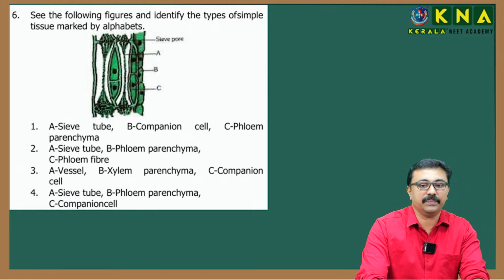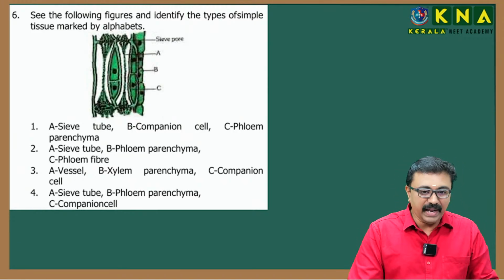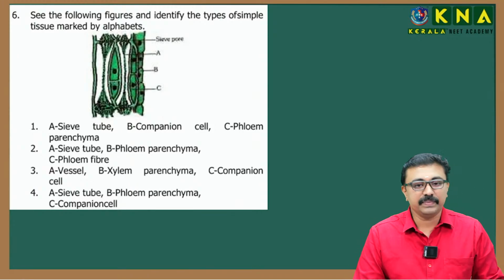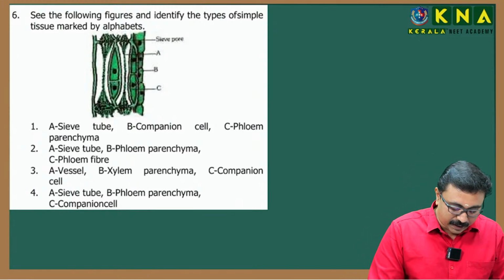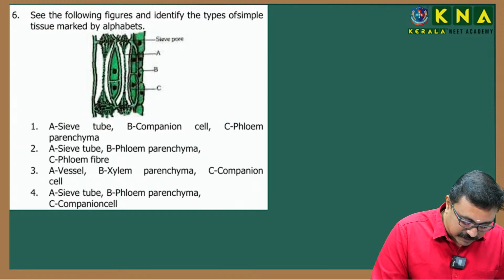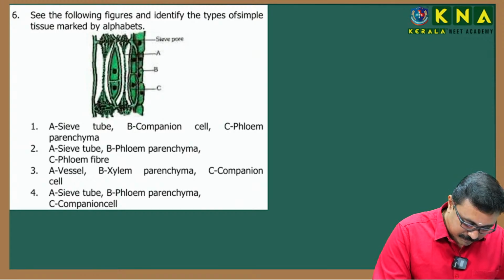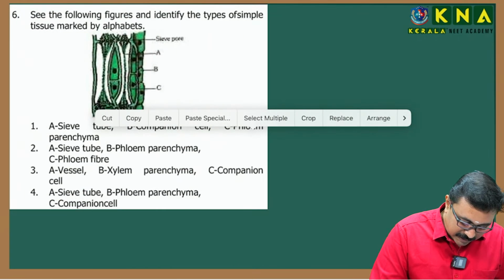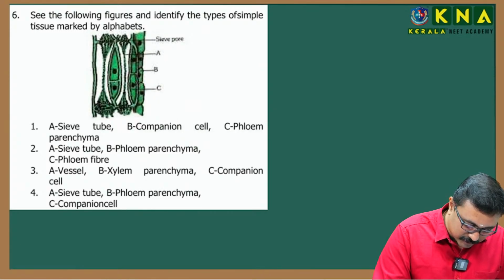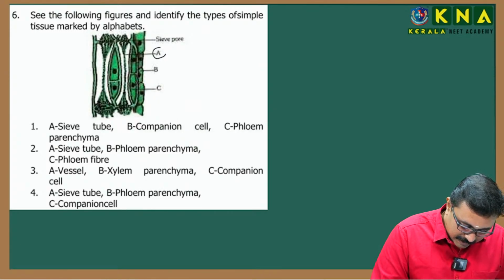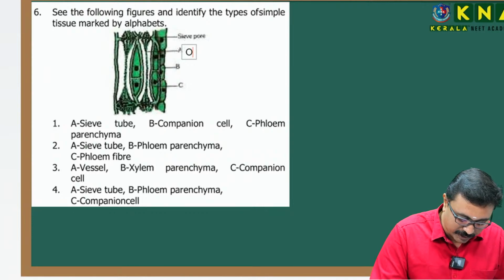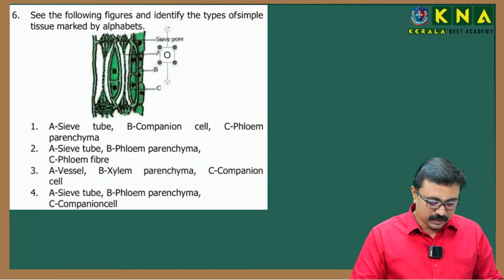Okay, let's check the question. Option A. This is a structure of sieve tube. Companion cells are all inside this.